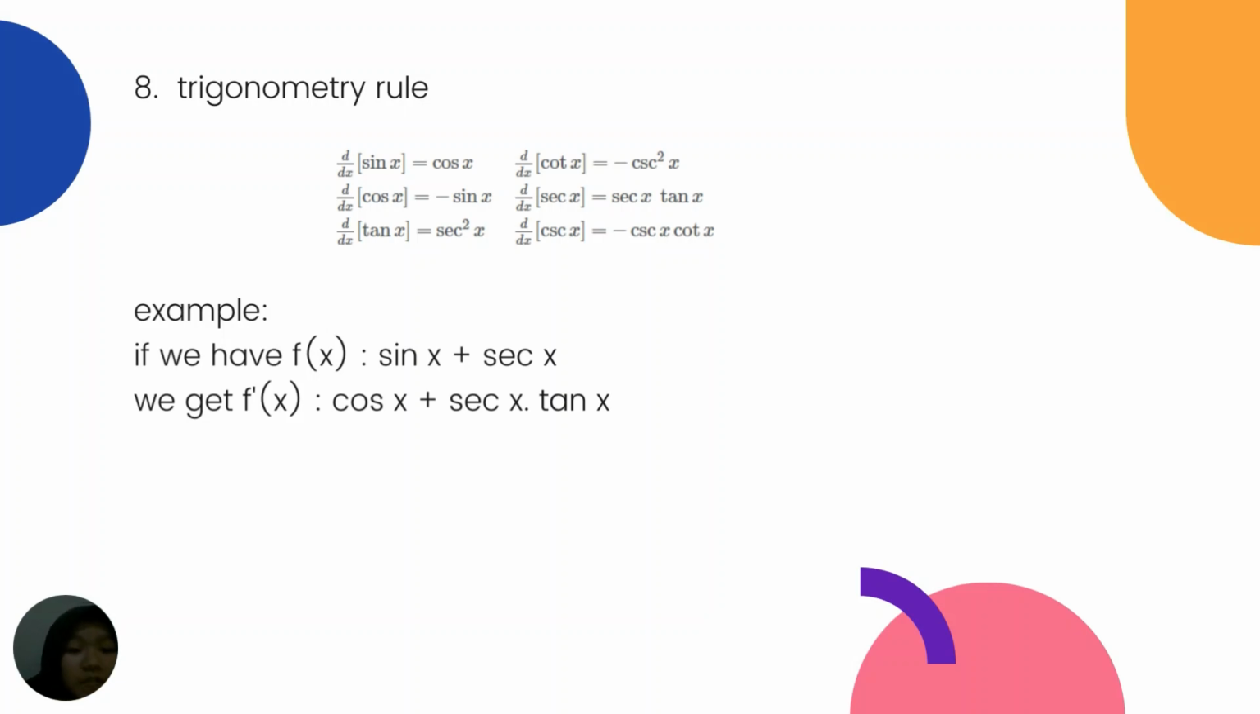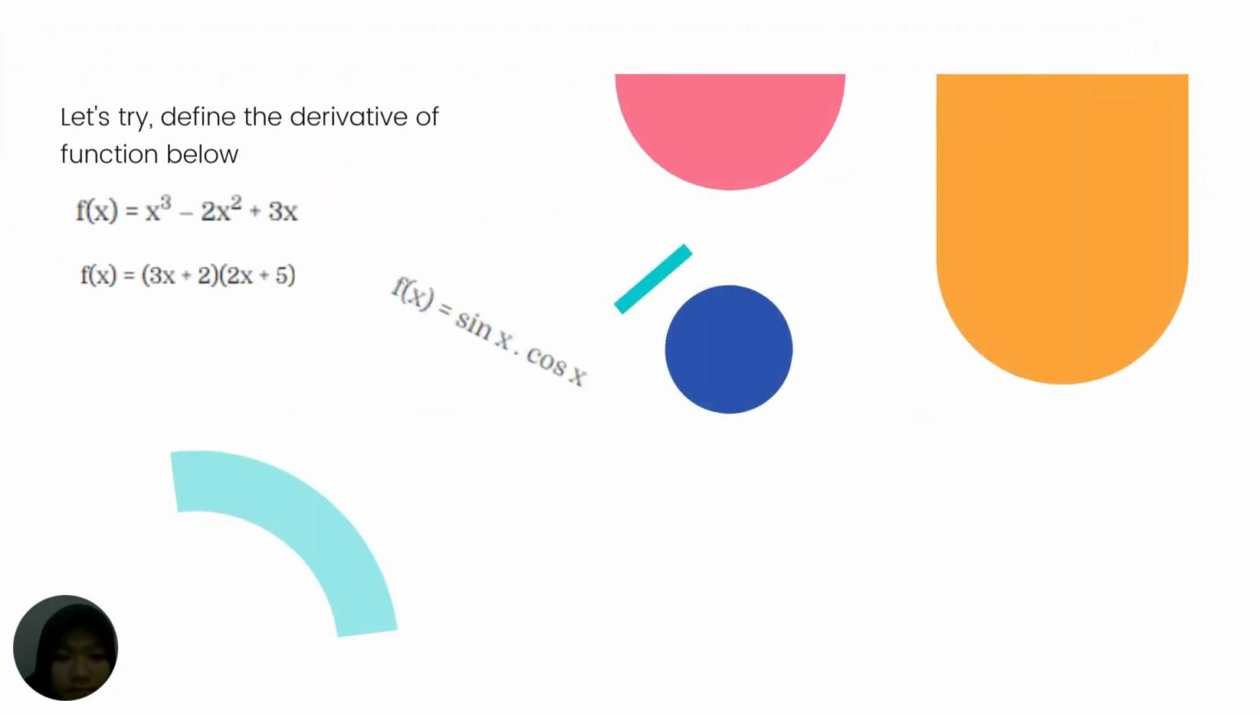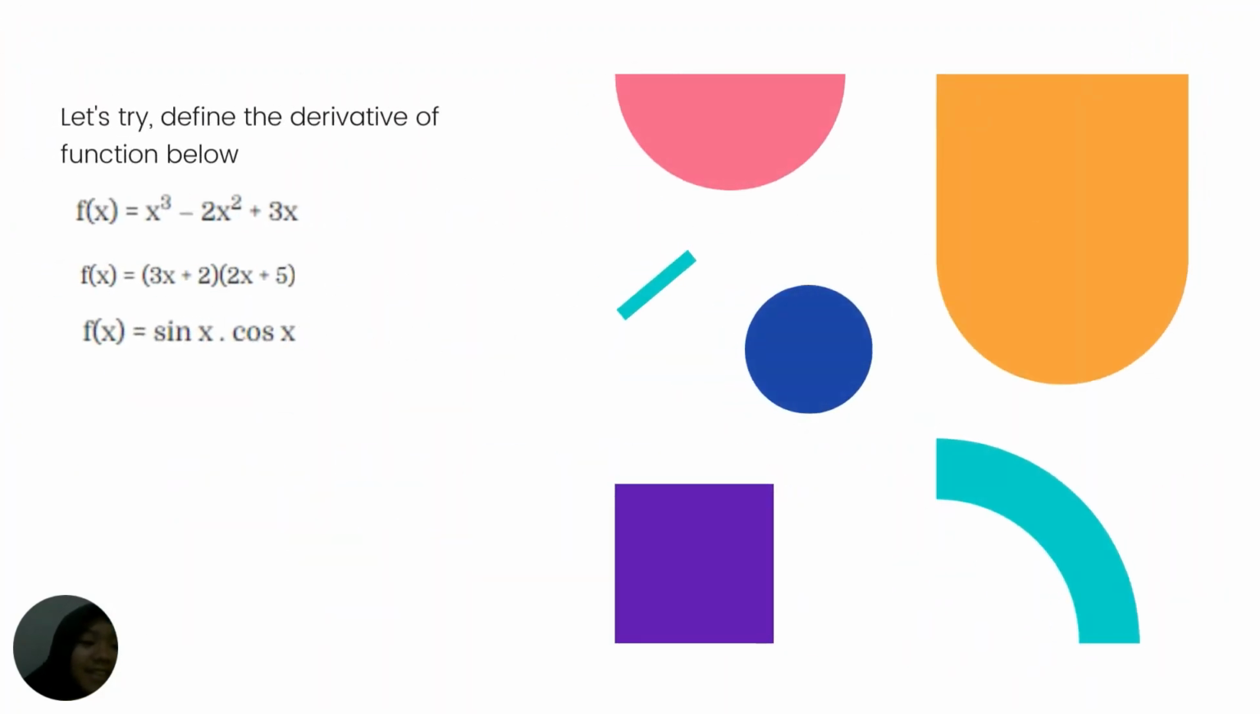Okay, for example, if we have f(x) is sin x plus secant x, that is the trigonometry rule mixed with the sum rule. Okay, we get f prime x is cos x plus secant x times tan x. Okay, that is the material. Let's try to find the derivative of the functions below.